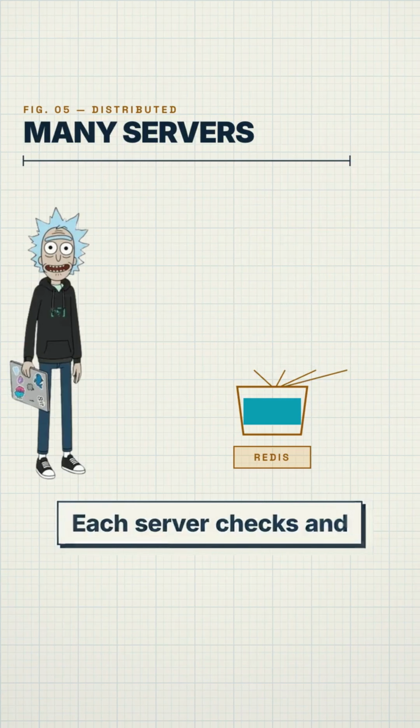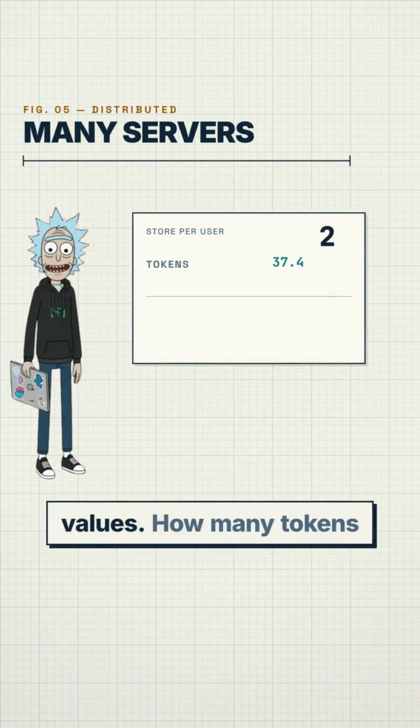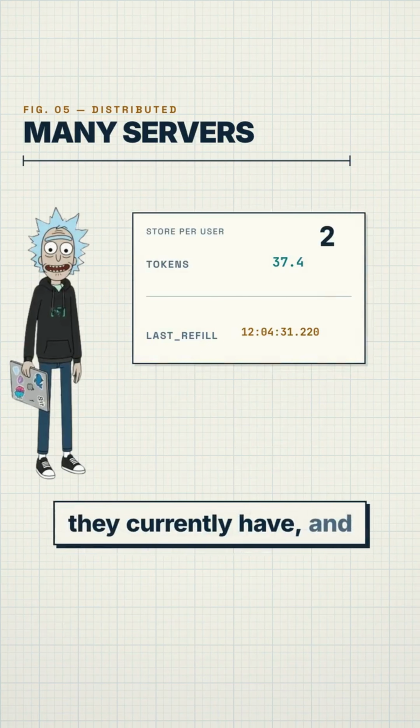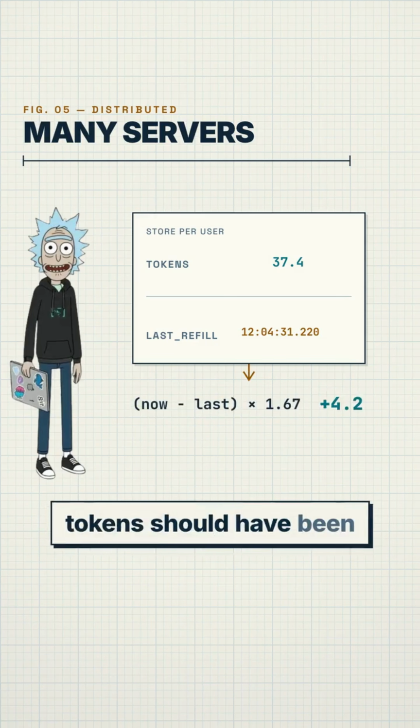Each server checks and updates the same bucket, and for each user, you really only need to store 2 important values: how many tokens they currently have, and when the bucket was last updated. From that timestamp, you can calculate how many tokens should have been refilled.